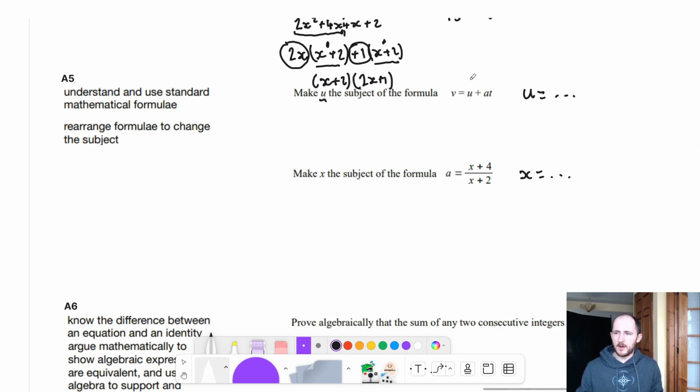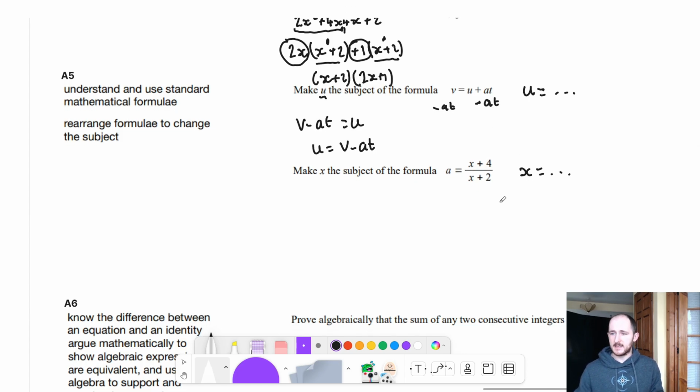So, this is probably one of the easier types. If I look at what's stopping u from being by itself on this side of the equation, it's the plus at. So what I need to do is do the opposite of plus at to make it by itself. The opposite of adding is subtracting, so I'm going to subtract at. Now the key thing to remember here is whatever you do to one side, you have to do to the other. Now v minus at, can I actually work out what that is? No, so I'm just going to leave it as v minus at. Now u plus at minus at will just leave me with u. So that's my answer. u is equal to v minus at.